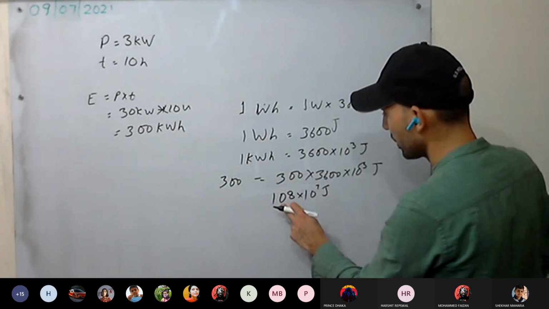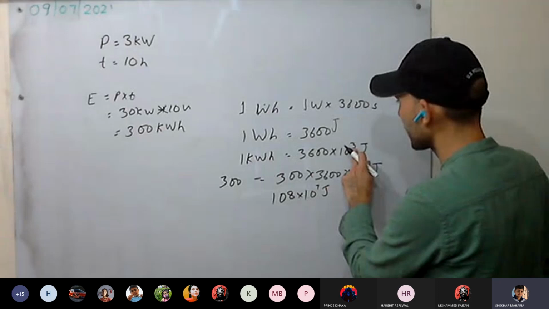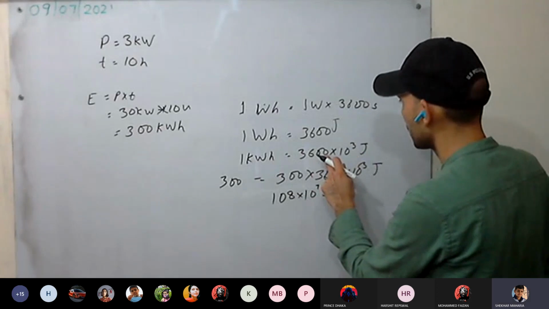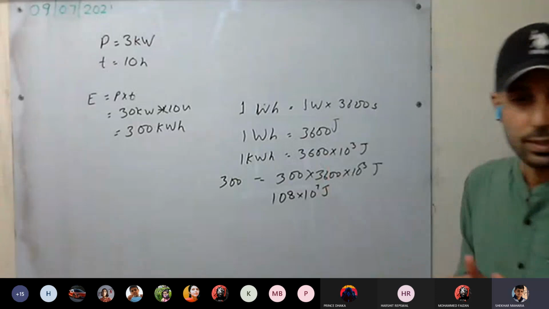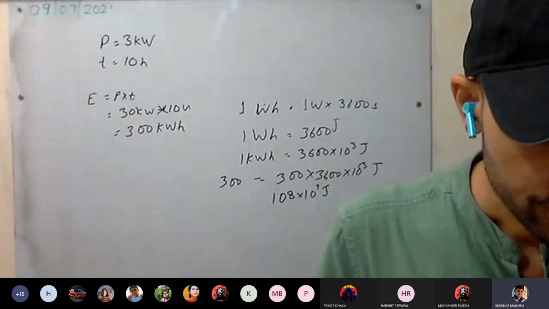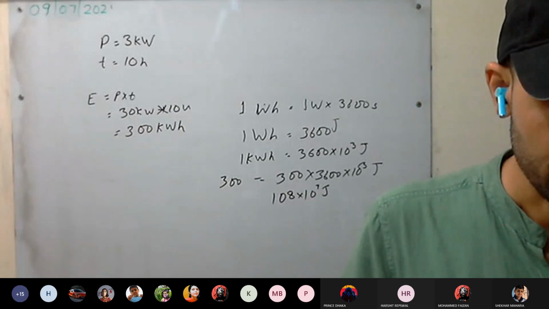We are getting 7 in the exponent. In the book it is given 8 only. So where did we make a mistake? Once check this answer. 1.08 into 10 to the power 8 is given in the book.